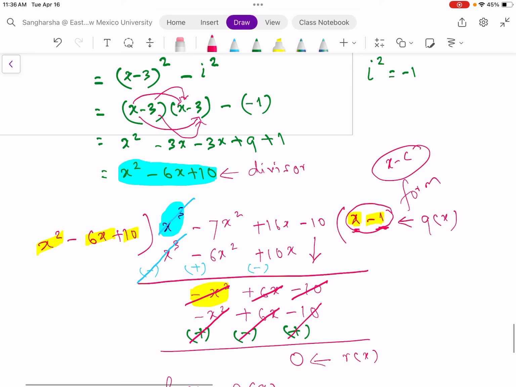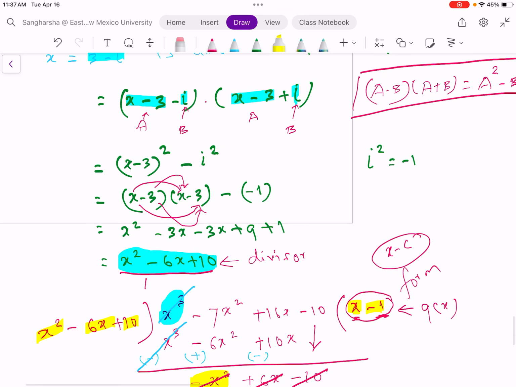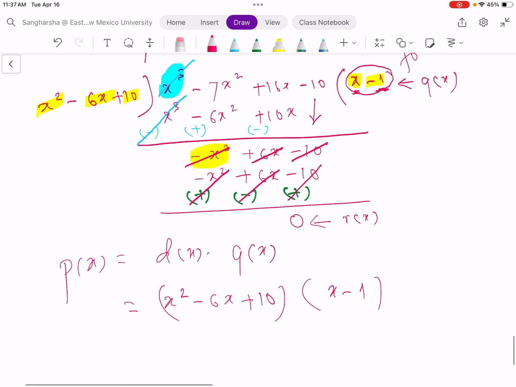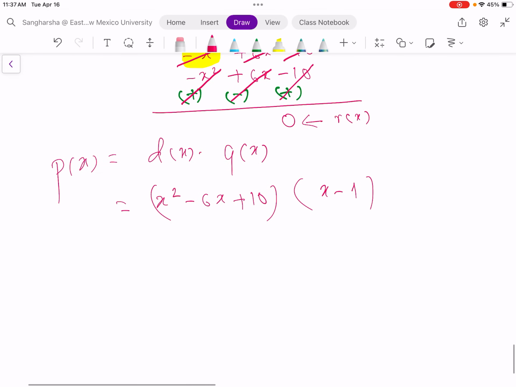Now can I replace this by our 2 factors here? It's the same thing, right? So this expression and the product of these 2 factors are the same thing, right? We just multiplied the 2 factors. So I can replace x squared minus 6x plus 10 by the factors x minus 3 minus i times x minus 3 plus i, times x minus 1. So this is our polynomial function in factored form.